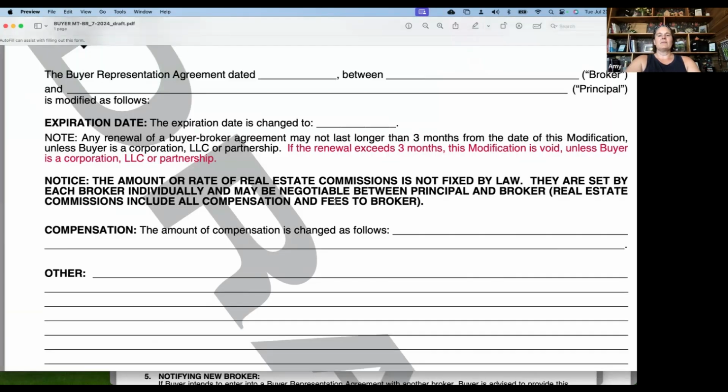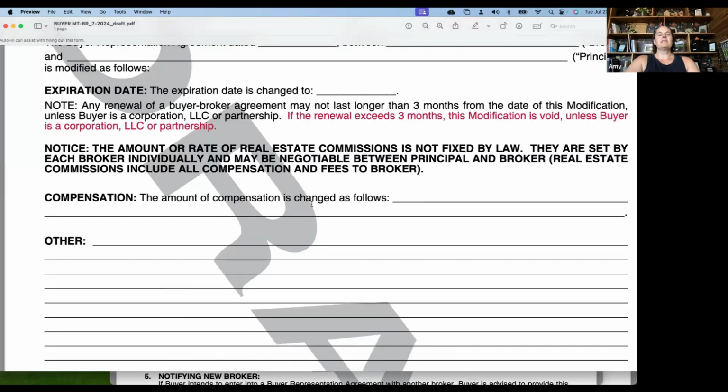The amount of rate of real estate commissions is not fixed by law. They are set by each broker individually and may be negotiable between principal and broker. Real estate commissions include all compensation and fees to broker. So this one, they've got a line here for compensation. Are we changing the amount of the compensation in the BRBC or in the PRSA? I think was the other one. I think I threw away my acronym page. Let's see. It was the PSRA. I was right. No, I put PRSA. PSRA was the one I just covered at 2 o'clock. So we've got expiration date and compensation as our main topics that we're going to change.